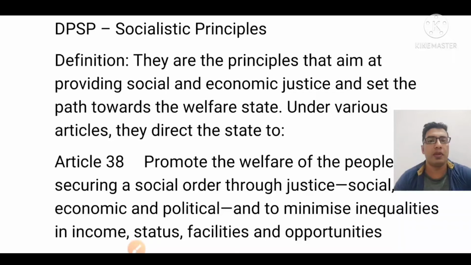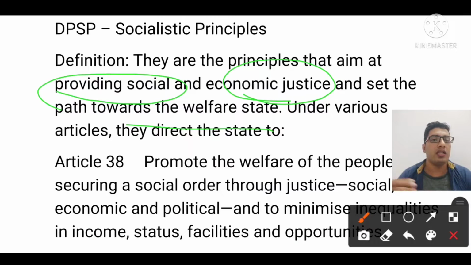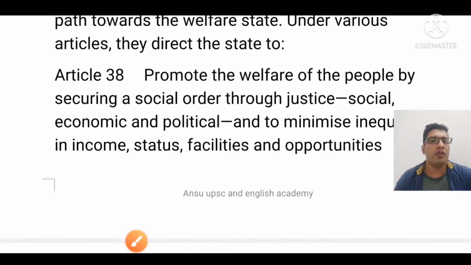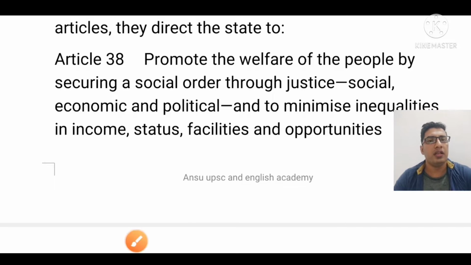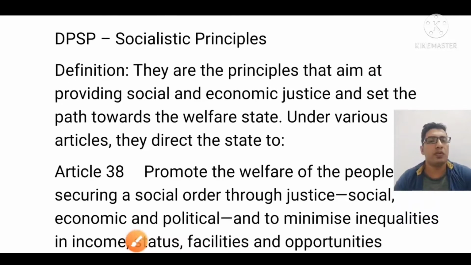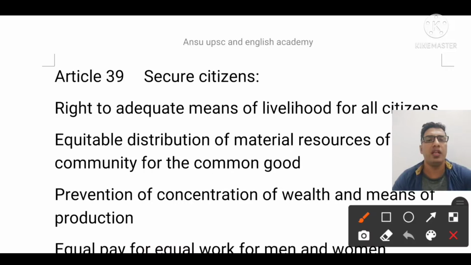Like socialist principles. What is the definition of the socialist principles? They are the principles that aim at providing social and economic justice, and set the path towards the welfare state. Under various articles, they direct the state. Article 38: promote the welfare of the people by securing a social order through justice, social, economic and political, and minimize inequality in income, status, facilities and opportunities. That comes under Article 38, which is why it comes under the socialist principles. It means each and every person in society should have an equal amount of money. That is called Article 38.